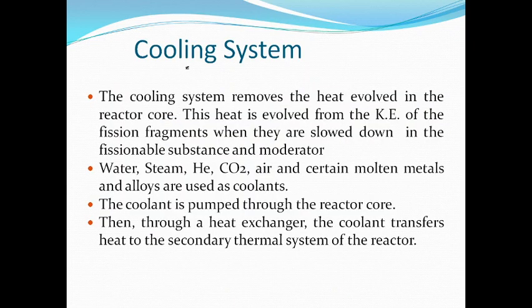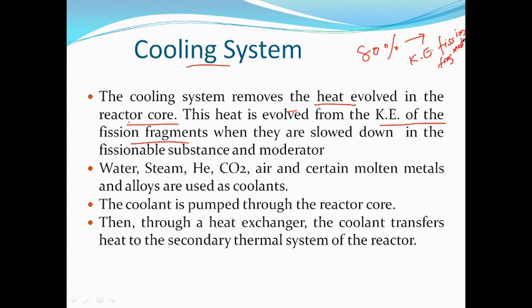And moving on, the fifth part of a nuclear reactor is the cooling system. As its name indicates, it is to remove the heat evolved from the reactor core. And how is this heat evolving? The heat is evolved from the kinetic energy of the fission fragments. We have seen in the earlier video, in the energy released in fission, that 80% of the energy in a nuclear fission is contained as kinetic energy of the fission fragments.